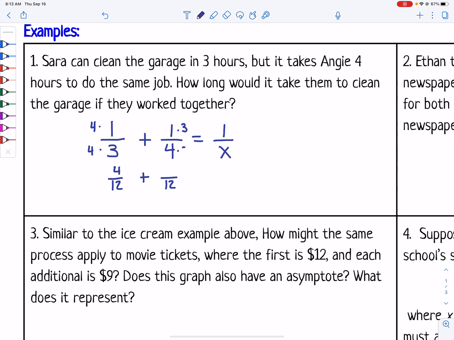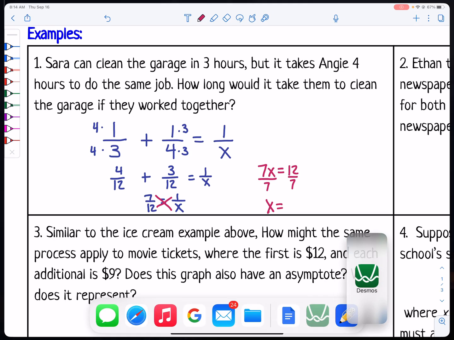And then I need to multiply the 4 by 3 to get 12, so I also need to multiply the numerator by 3. So I just get a common denominator of 12, and I see that I have 4/12 plus 3/12, which gives me 7/12. And that's still equal to 1/x, because we're still solving for how long it would take them to work together. Now at this point, you've put those fractions together, so you just have a cross-multiplying kind of problem. You can say 7 times x, so 7x equals 12 times 1, which is just 12. And then you can divide by 7, and then we can get a decimal for that amount.